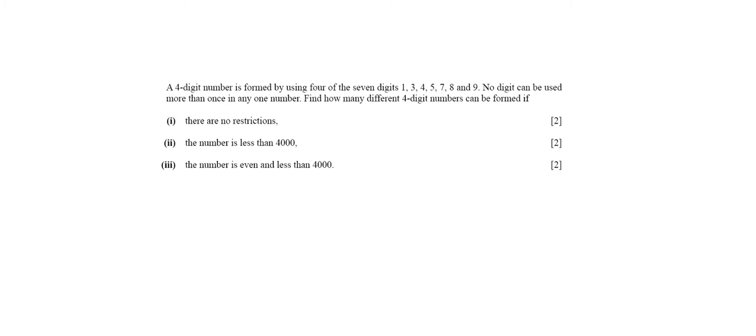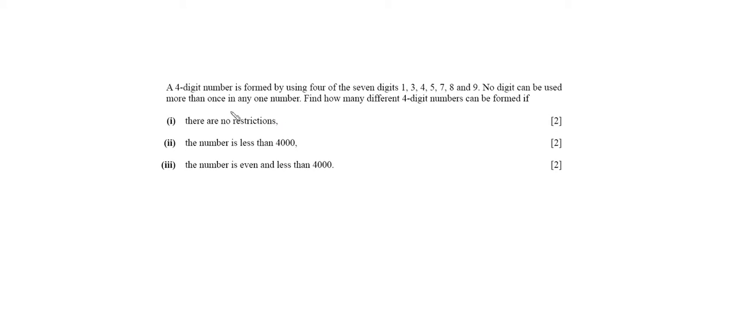Do with this question. You are supposed to select 4 digits from 1, 2, 3, 4, 5, 6, 7, and then you're going to arrange them to form a 4-digit number. To form the 4-digit number, you have to arrange them in a row. Therefore, it is a permutation question.